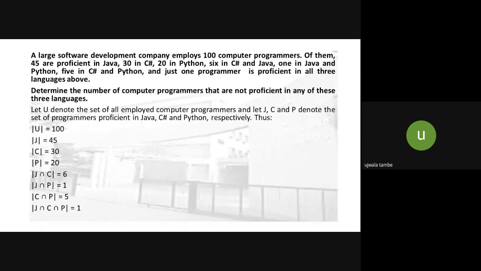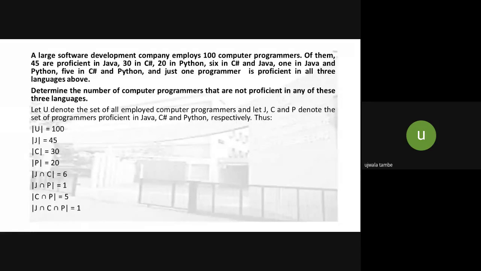Now, what is our problem statement? We have to determine the number of computer programmers that are not proficient in any of these three languages. So, we have to find the complement of J union C union P. For that, the formula is U minus A union B union C. So, as per the formula for A union B union C, put all the possible values into the formula and find out.